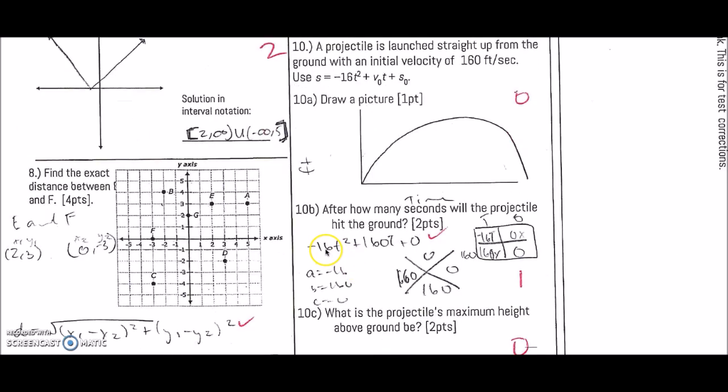So this student was trying to factor, which is correct. They put a 0 there. A times C is 0, B value is 160, two numbers, that's correct. What they missed right here is finding the greatest common factor, which should have been negative 16t, and that should have been t.